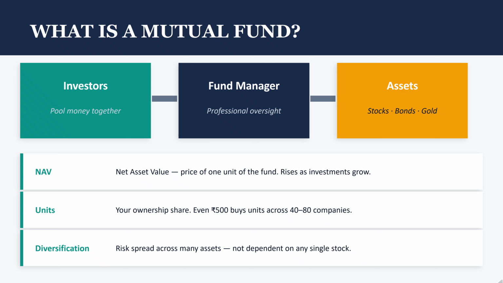So how does it actually work? Whenever you buy a mutual fund, you get units in return, and the unit has an NAV, net asset value, as we call it. As the NAV increases, your investment value increases.